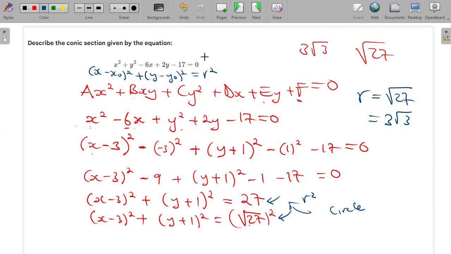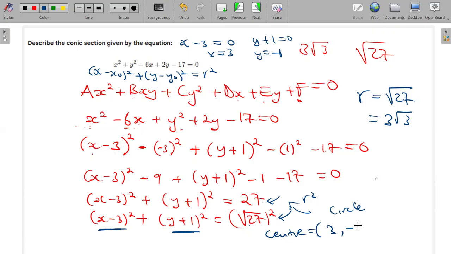The center of this circle is just going to be, you get this x part and this y part, and equate them to 0. So I say x minus 3 equal to 0, so x equal to 3. And then the second part, y plus 1 equal to 0, and y is going to be equal to negative 1. So after writing all this, just write your center. Center is just going to be 3, comma negative 1. Your radius we already found.